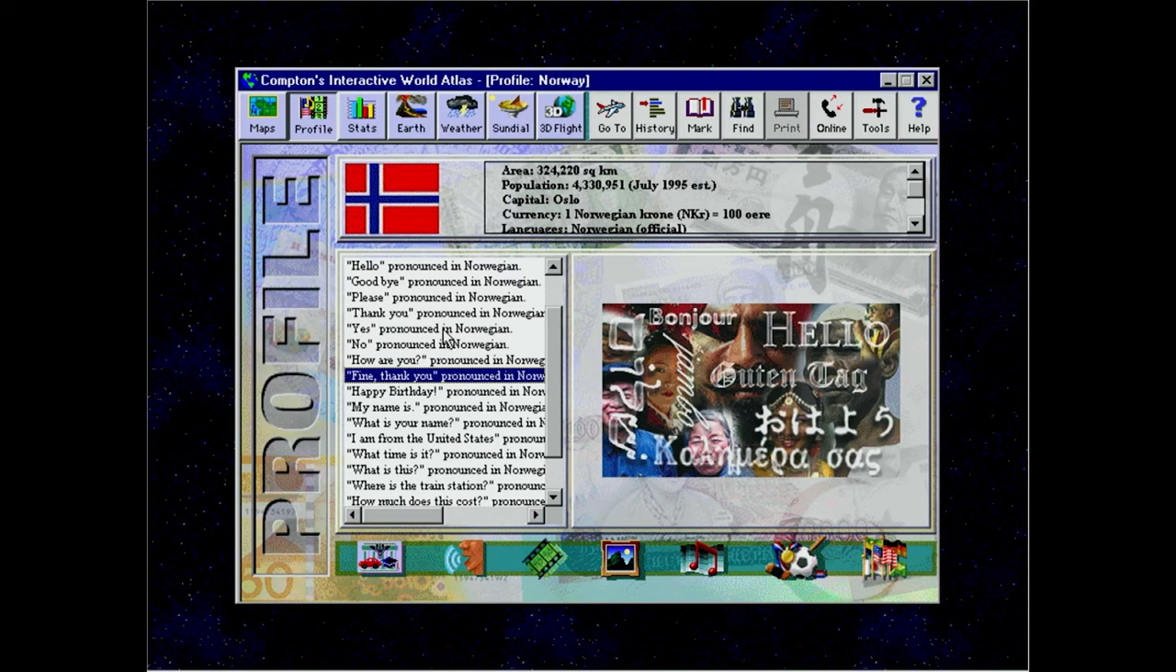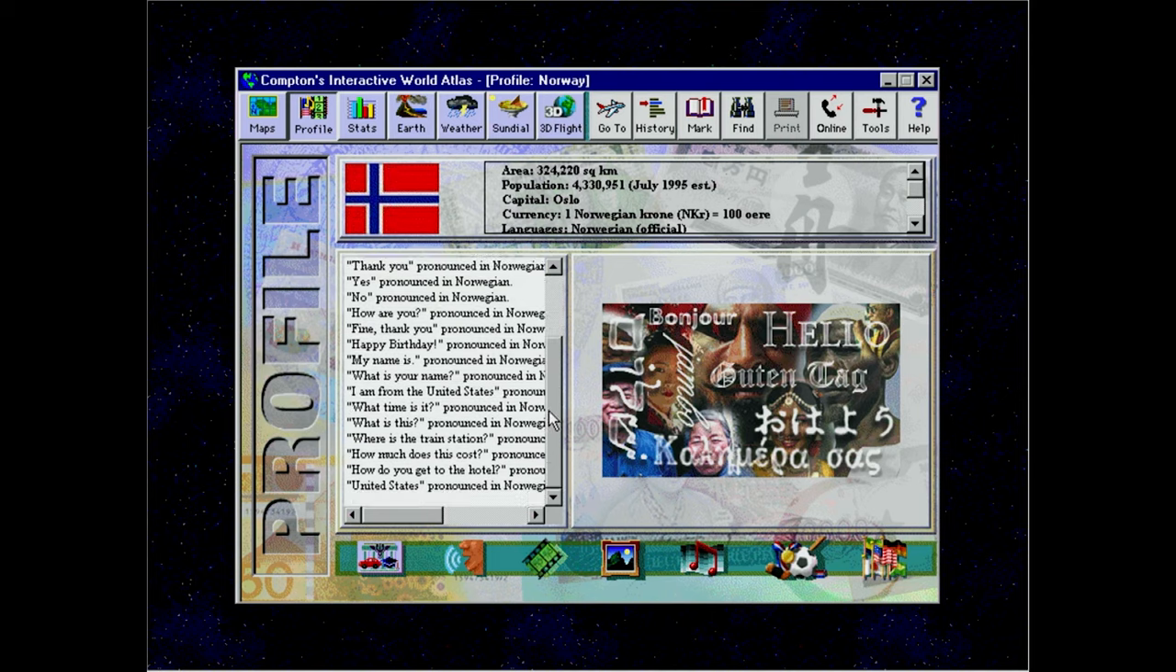Some pronunciations here. Yes. Ja. Nei. Tusen takk. Vær så snill. USA.